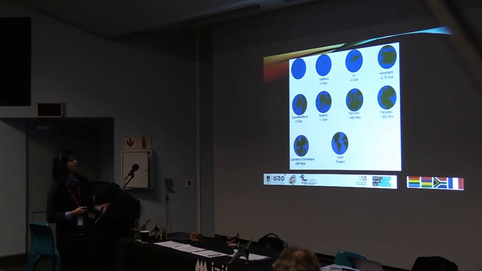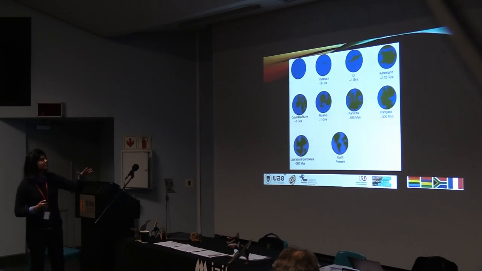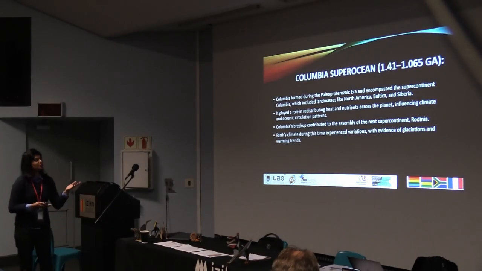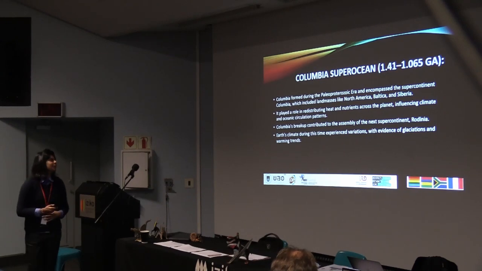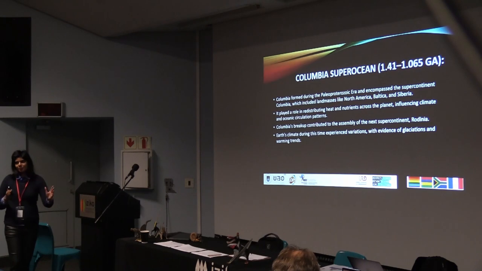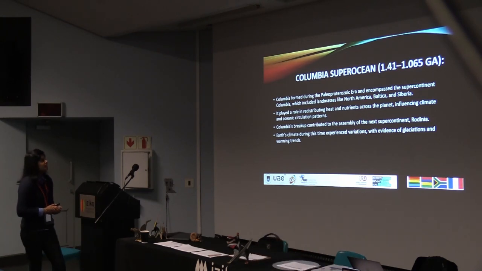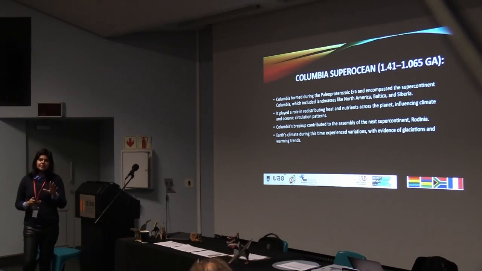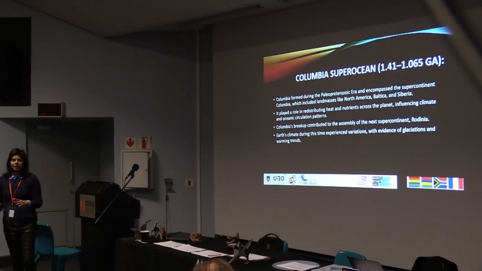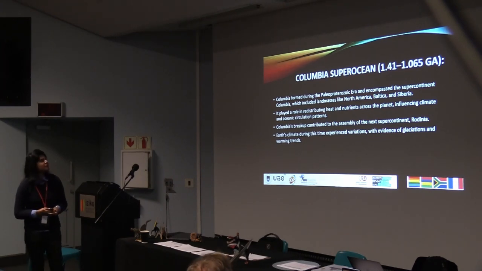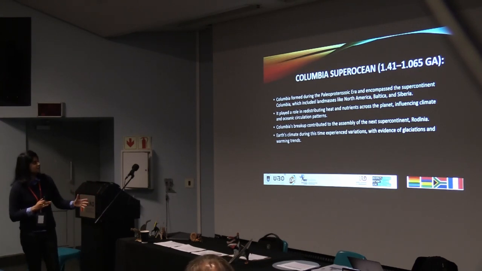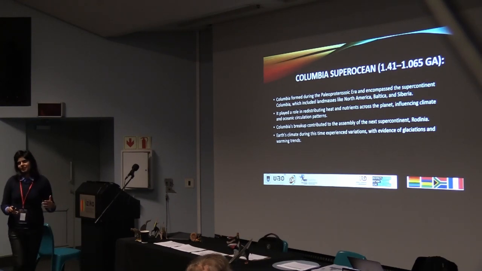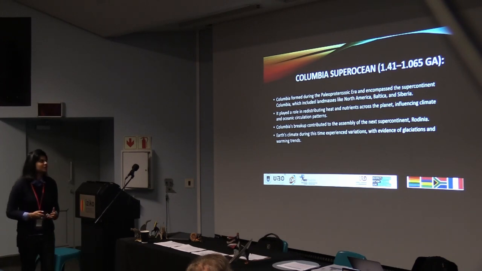So we looked at Valbara, which is a hypothesis, and Kenorland. We now go on to Columbia, or Nuna, which is around 1.4 or 2 billion years ago. This one may come from a breakup of Kenorland. It included landmasses like, again, North America, Baltica, Siberia, and also North China and some part of Ukraine. So Columbia used to be this massive supercontinent, which eventually broke up and formed the next supercontinent, Rodinia, about which we have much more information.